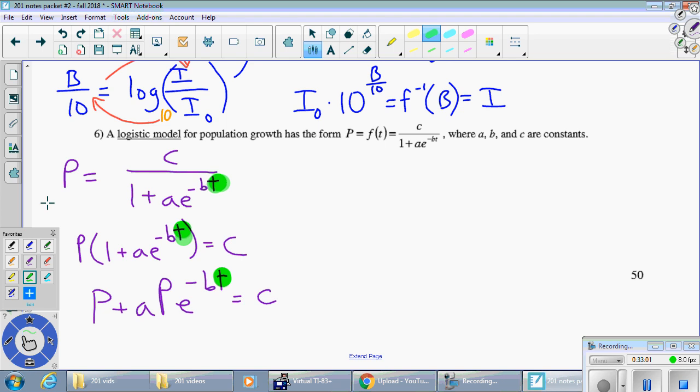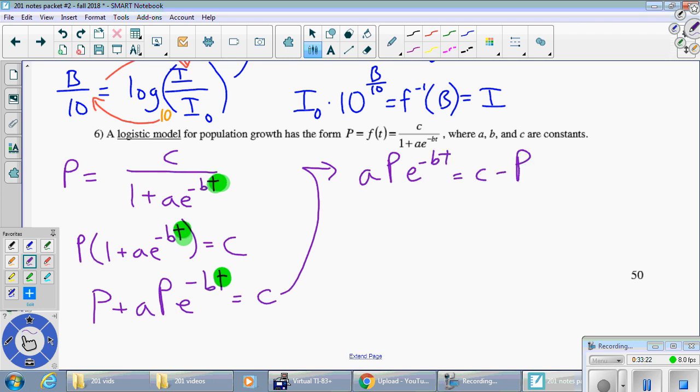So now let's start moving everything away from little t. So the P needs to move, that A and P need to move, and then we'll have the e part by itself. So that's the next sub-goal, is to get the exponential piece by itself. So we'll subtract the P from both sides. So C minus P, and then we'll divide both sides by AP. And now the exponential piece is by itself.